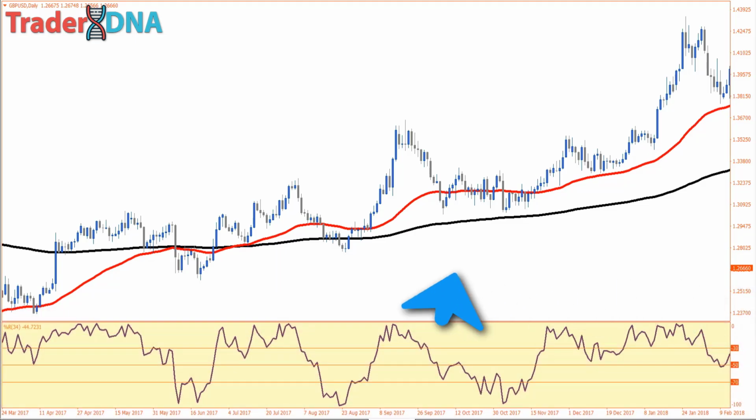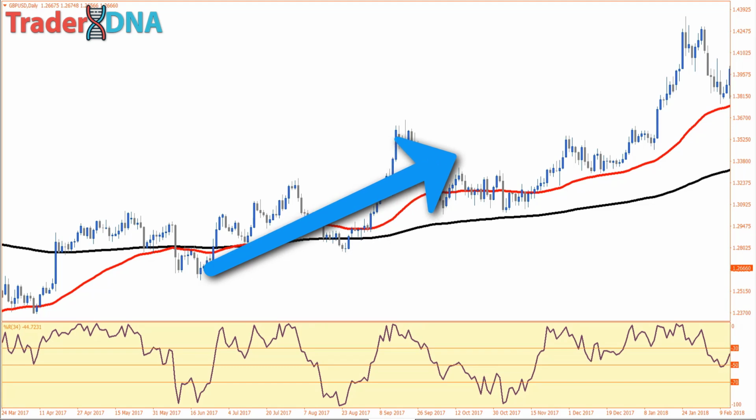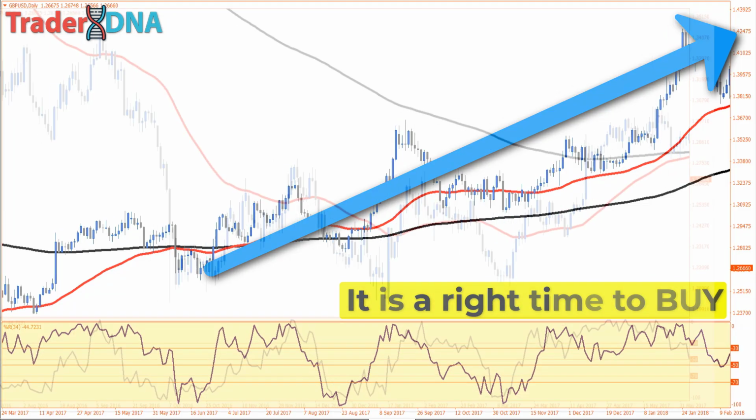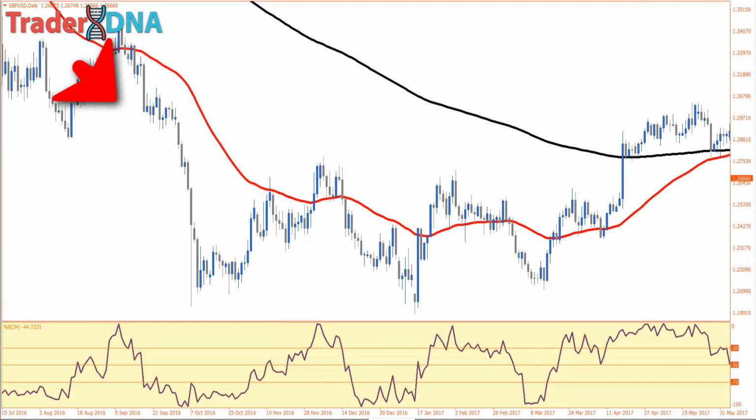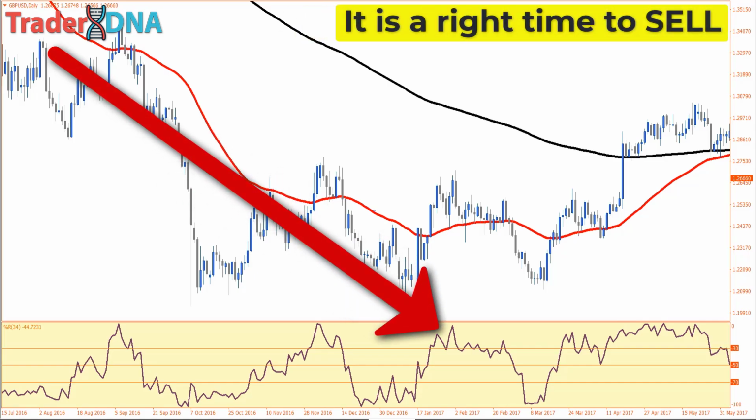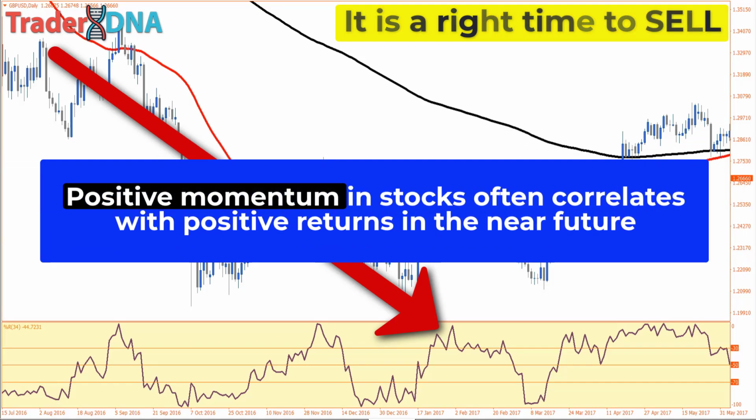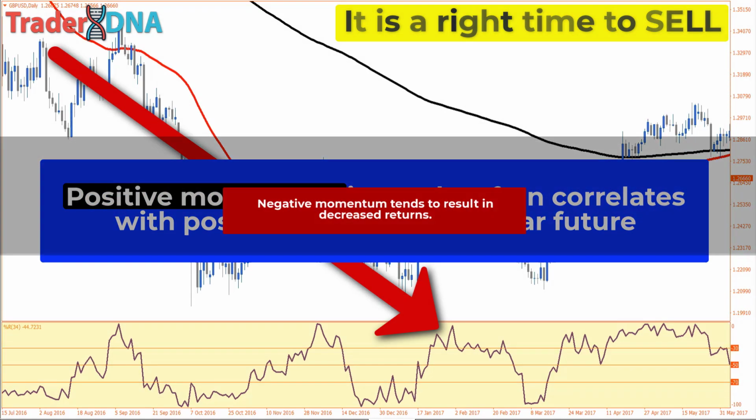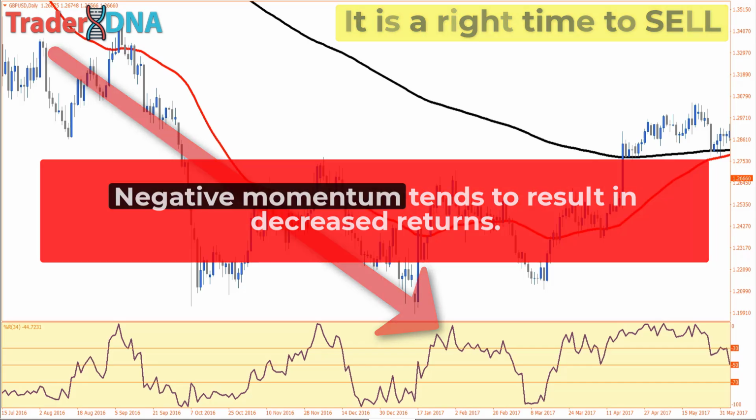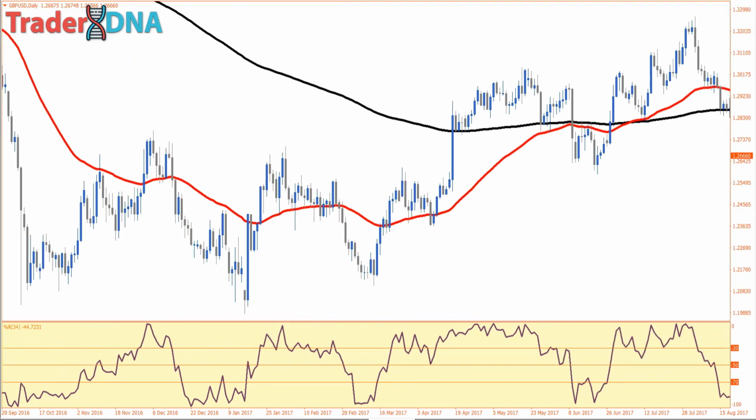If there is a high or positive momentum and the current price is higher than the previous one, and the ascending trend is about to appear, then it is a right time to buy. Conversely, if there is a low or negative momentum and the current price is lower than the previous one and the descending trend is about to appear, then it is a right time to sell. Positive momentum in stocks often correlates with positive returns in the near future, while negative momentum tends to result in decreased returns. Hence, we have observed that momentum serves as a reliable indicator for scalping, intraday, and swing trading strategies.